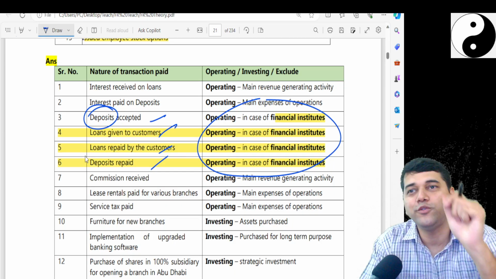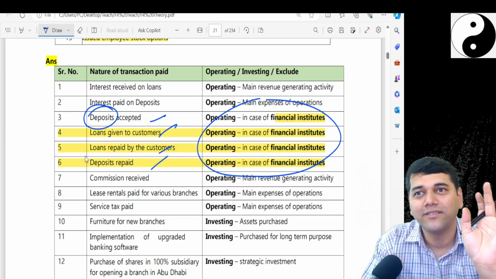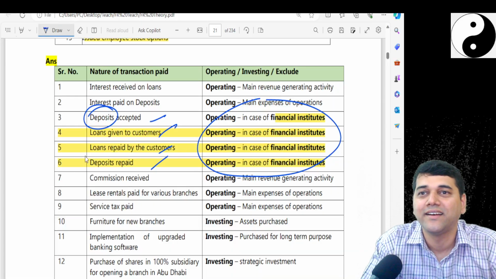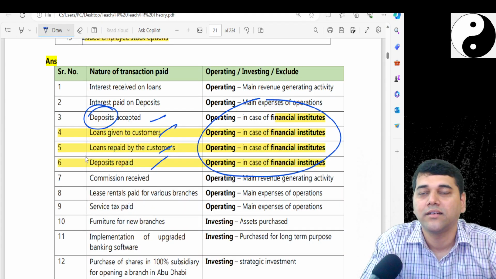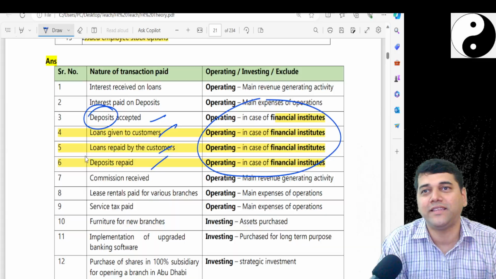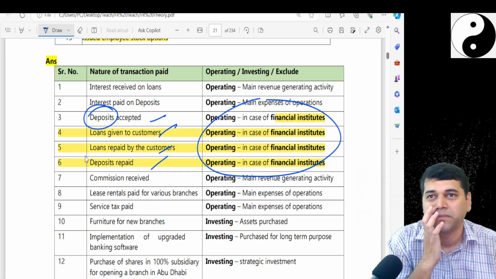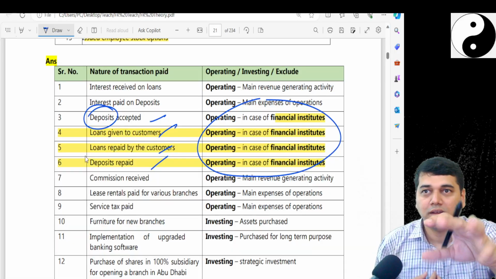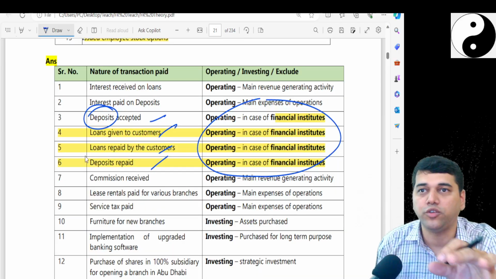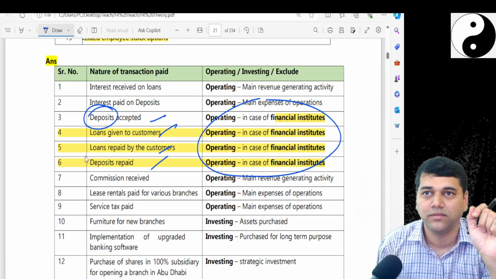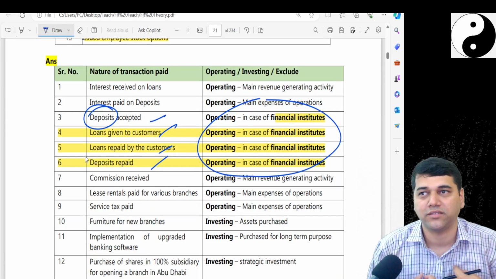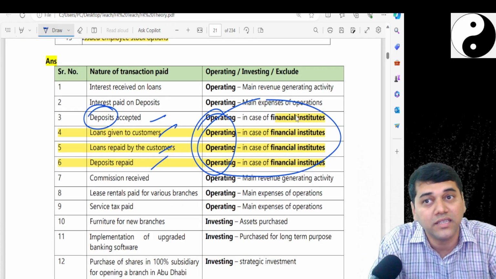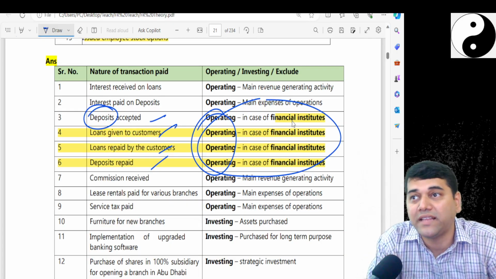My cash is with you. Is it forever for you? You should give it back to me. You give me cash and you will return the cash. Accepting deposits means my SB account. You are a bank. I came and kept some FD or SB with you. It's the deposits, so it's a liability for you. For me, it is an asset. But it becomes an operating activity only for a bank. Other than them, it becomes your financing activity.